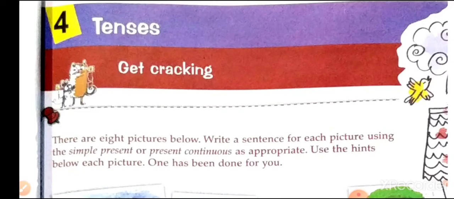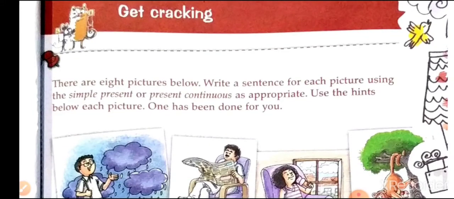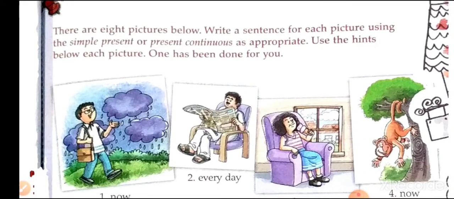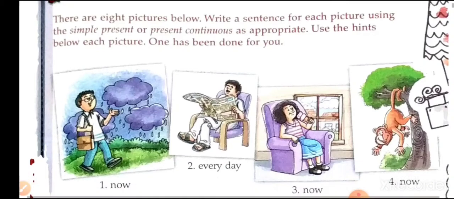Tenses. Get cracking. There are 8 pictures below. Write a sentence for each picture using the simple present or present continuous as appropriate. Use the hints below each picture. Look at what has been done for you.